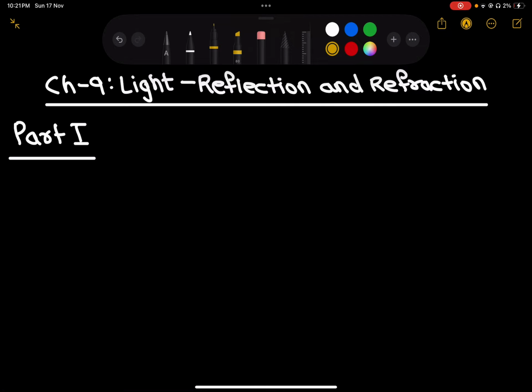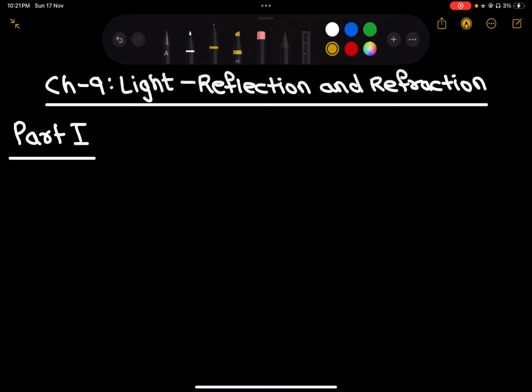This is the first chapter of physics in the NCERT Class 10th textbook, and it is a very essential topic for your boards, because half of the physics marks or half of the questions in your science paper come from this chapter. So it is a very important chapter, so pay attention.